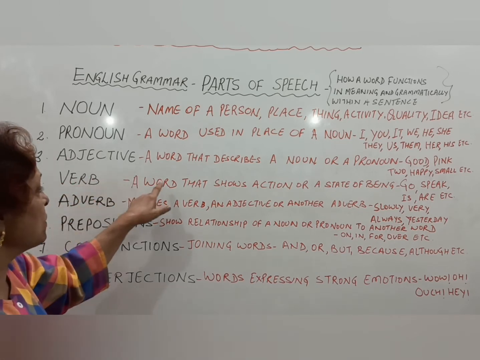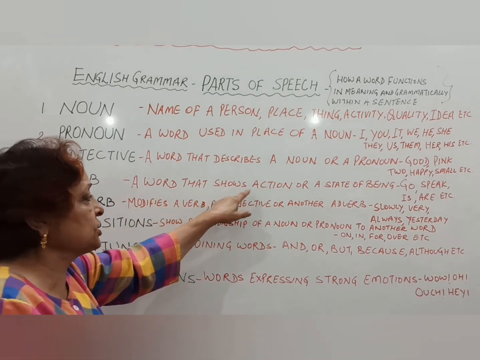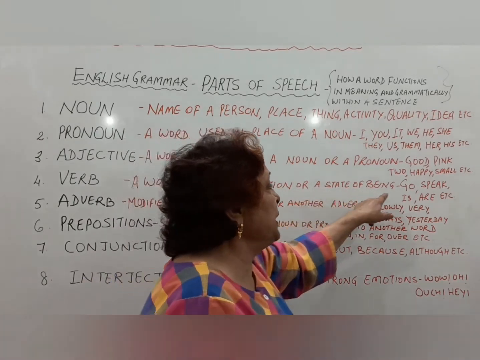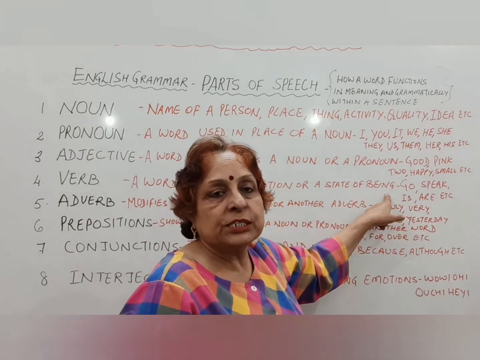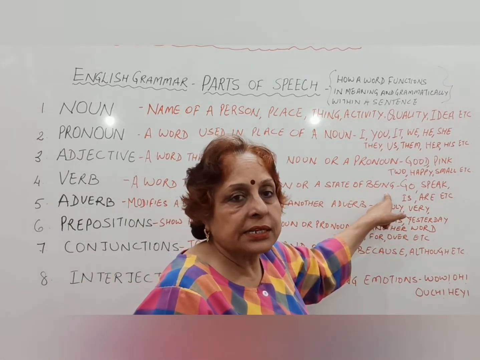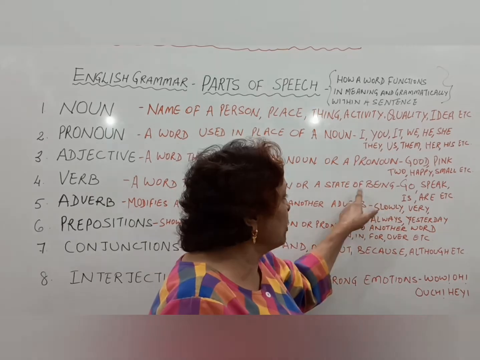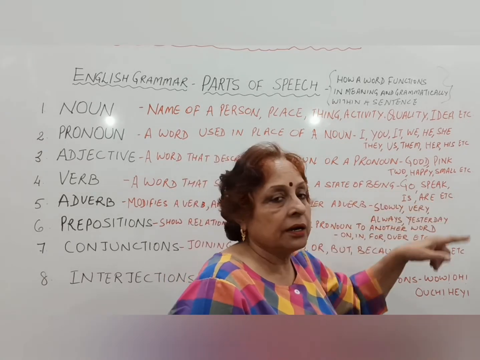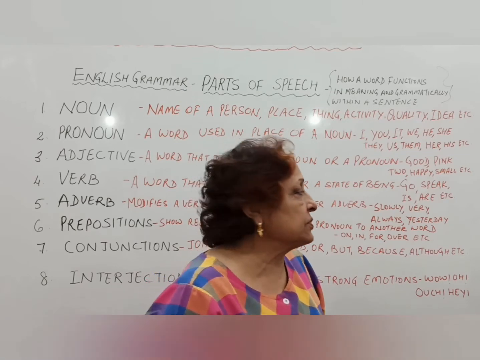Then we have the fourth part of speech, a verb. A verb is a word that shows action or a state of being. For example, go, speak, sit, stand, etc. Or state of being: is, are, will, shall, etc.